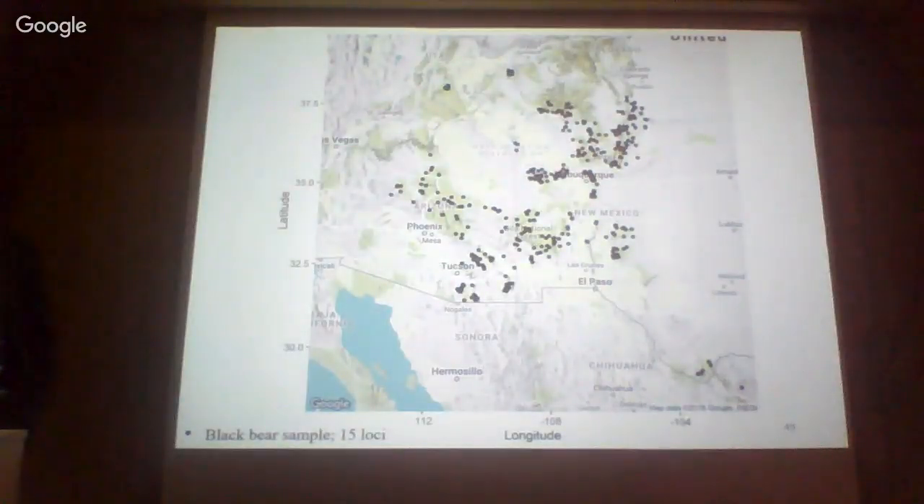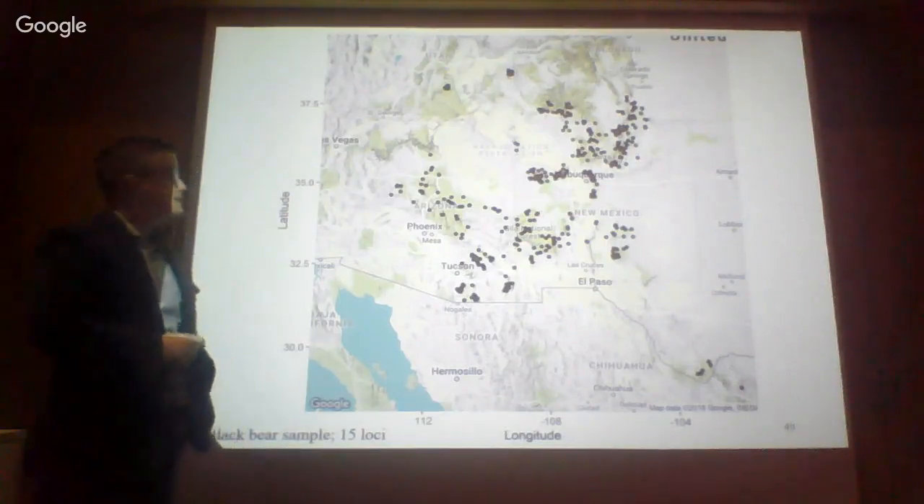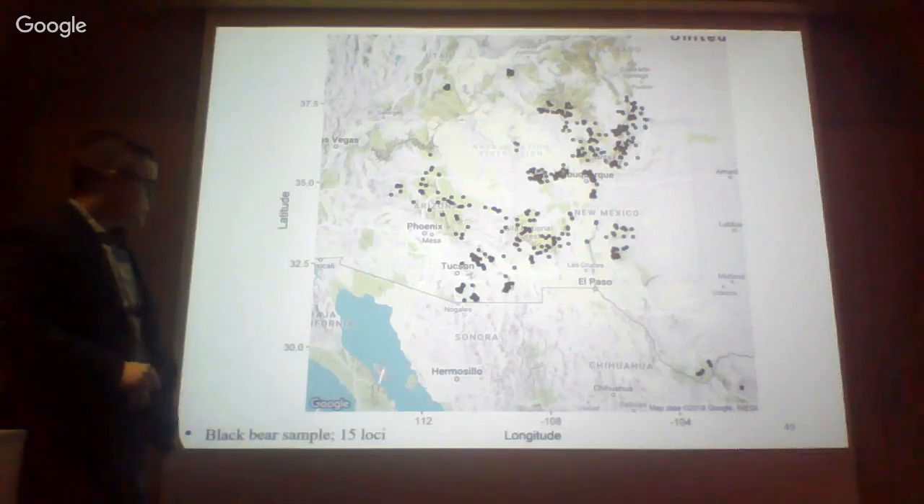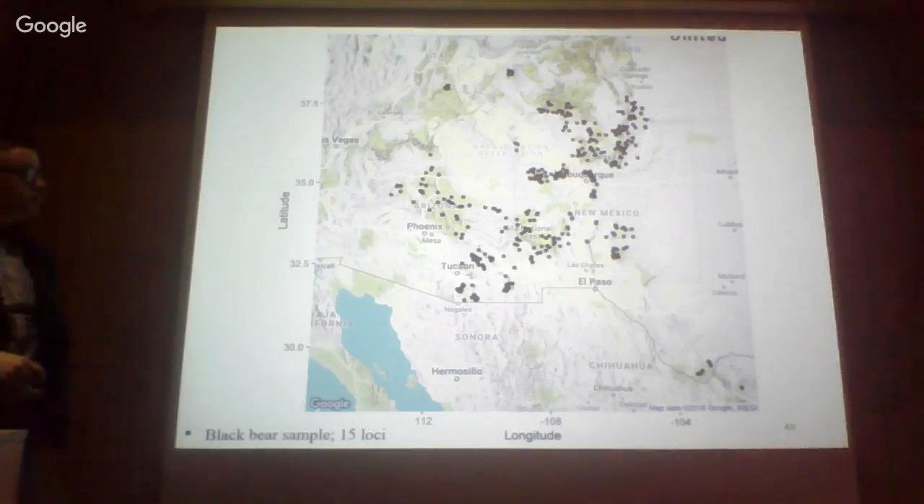So to do all of this, I sampled 550 individual black bears from across the Southwest. These individuals were genotyped at 15 loci, giving us a better look into the genetic structure of populations.